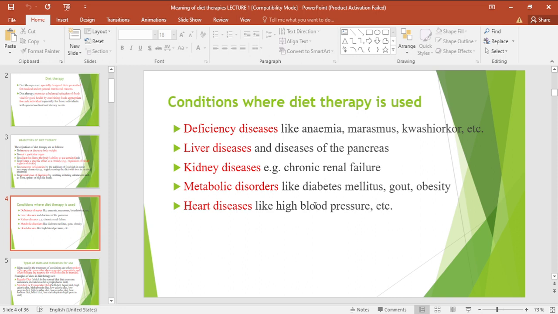Kidney diseases, for example, chronic kidney failure or chronic renal failure. And then metabolic disorders like diabetes mellitus, gout, and obesity. And also in circumstances of heart diseases like high blood pressure.